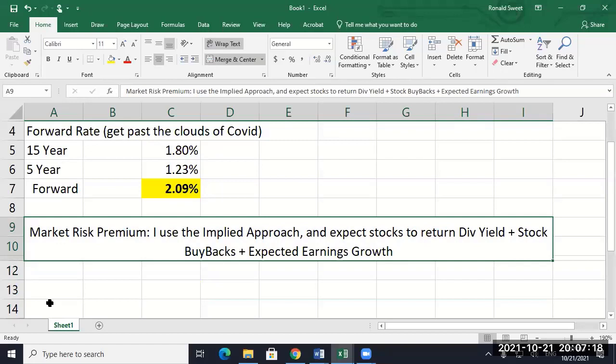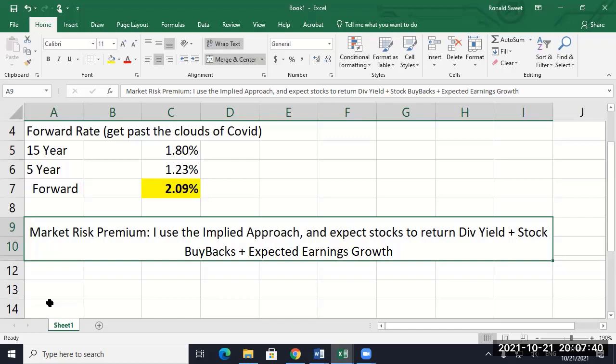So I'm using the implied approach. You might get a little more discussion on that. I expect stocks to give a return of dividend yield plus stock buybacks and expected earnings growth. This is not a paper on market risk premiums. So I don't need a really long discussion here, but you need some justification for using this approach. This is a huge topic.